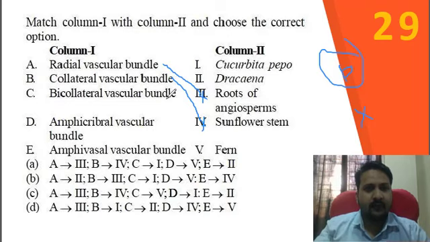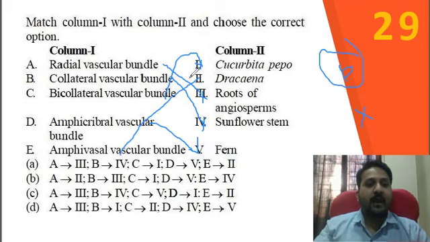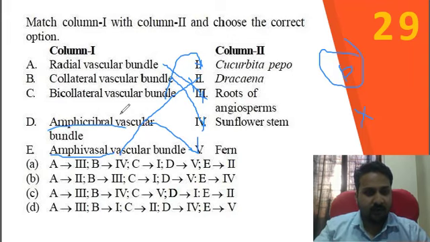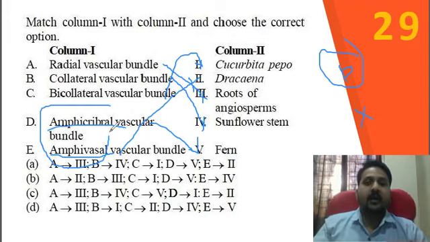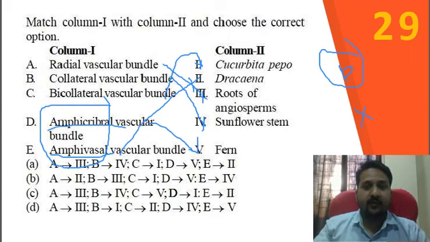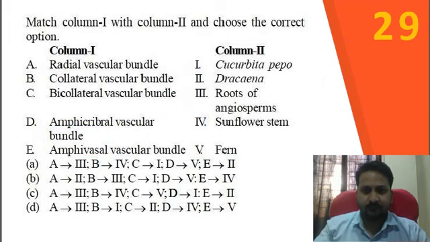The bicollateral is found in the Cucurbita. And what will go with D? With D you will see amphicribal. It is found in the fern. Amphivessel is found in the Trachaena. Remember, amphicribal and amphivessel are not given in your NCERT, but you have to study amphicribal and amphivessel, where xylem surrounds the phloem and then the phloem surrounds the xylem. You have to go with that one.